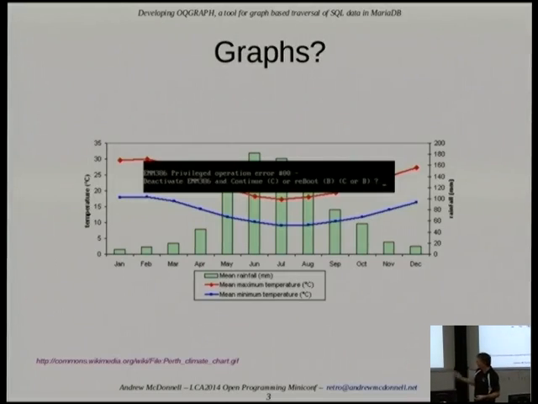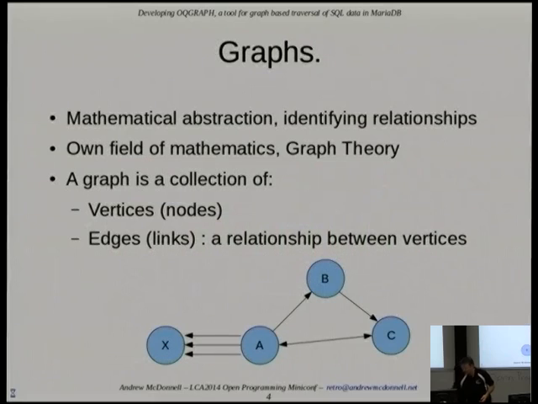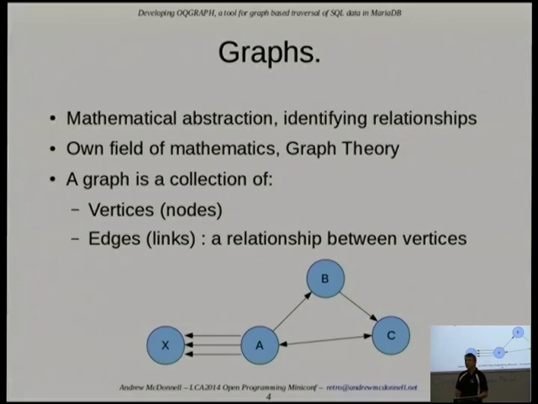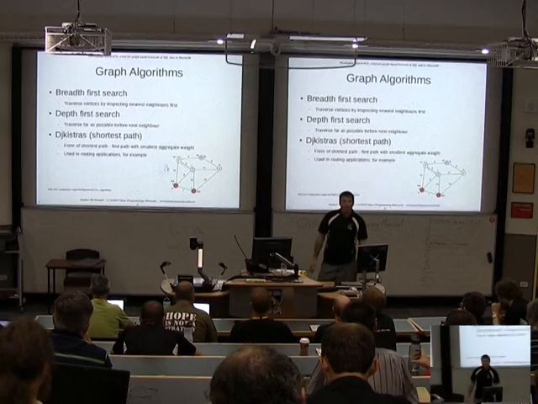And we're not talking about this type of graph, we're talking about this type of graph. So basically, if you don't know a lot about graphs, it's effectively just a collection of nodes which might have information on them and the relationships between the nodes, which is an edge or a link, various terminology for the different parts of the graph. Graphs have their own field of mathematics called graph theory.